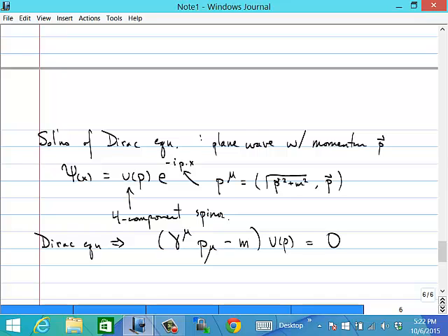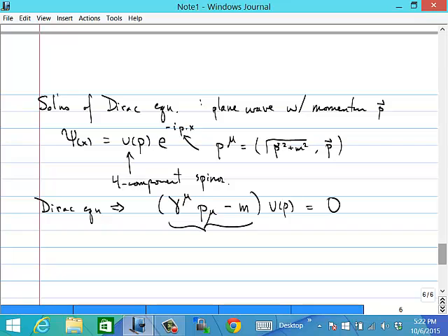So this is a 4 by 4 matrix acting on some 4-component vector u, and it has to be equal to 0. To put it another way, we're looking for the 0 eigenvectors of that 4 by 4 matrix. So before writing down the solutions in full generality, which I suppose I'll have to do next class, let's just look at the theory in its rest frame.